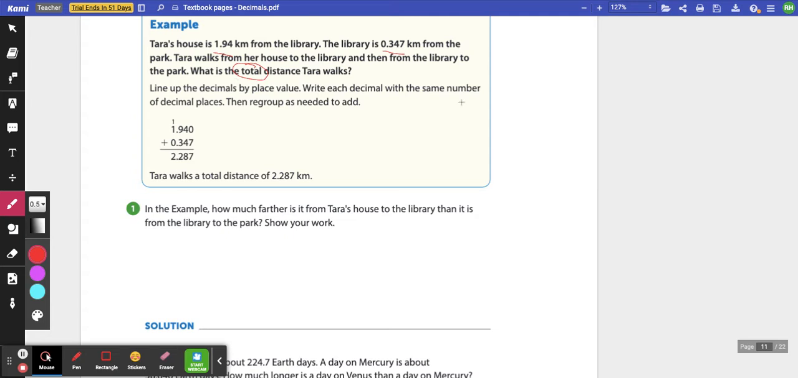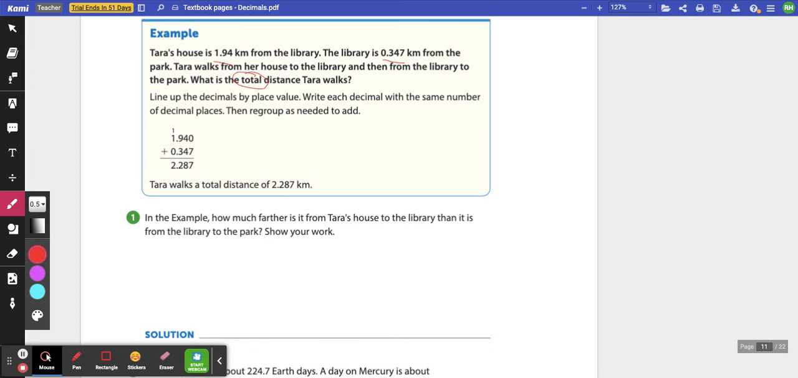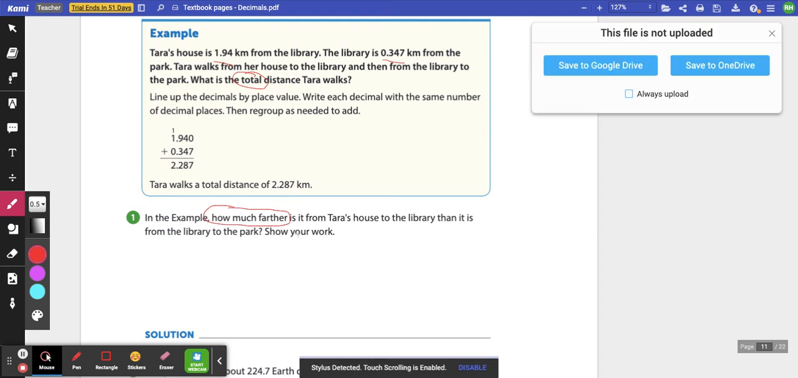In the example, total is the key word, so they added the decimals, lined the decimal places up, brought the decimals straight down in their answer, so they know that Tara walks a total distance of 2 287 thousandths kilometers. In the example, how much farther is it from Tara's house to the library than it is from the library to the park? Our key phrase here is how much farther. That tells us we're going to subtract.